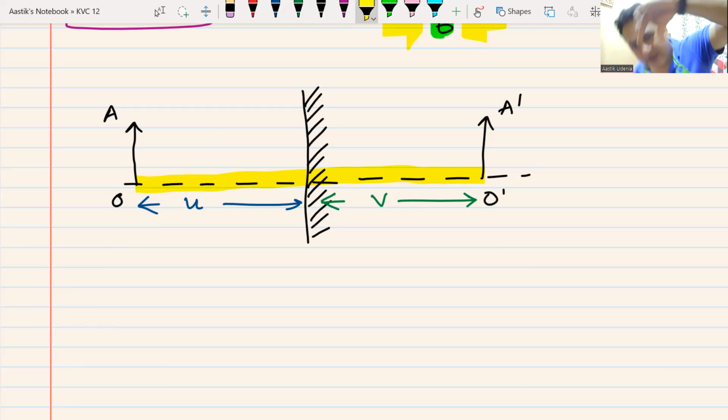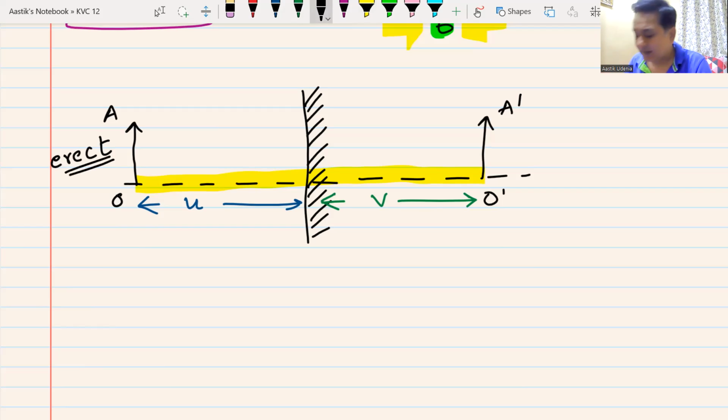Height, length, height, length. Now, no matter you keep the object like this or like this, let us talk about this object. This is an erect object. We call this object an erect object.